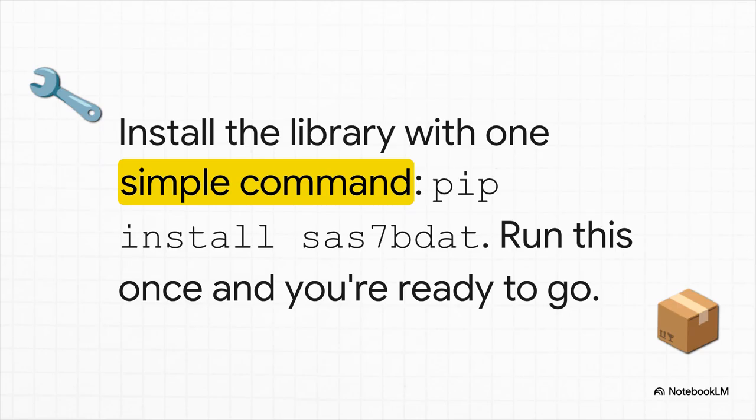And getting this tool couldn't be simpler. It's just one little command you pop into your terminal: pip install sas7bdat. Seriously, that's it. You run this once, the library is installed, and you are ready to go.